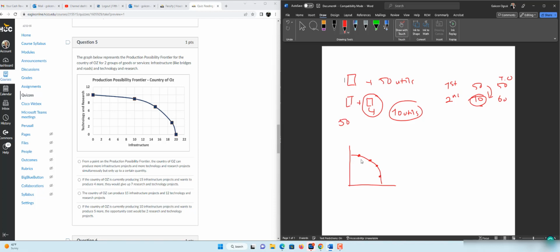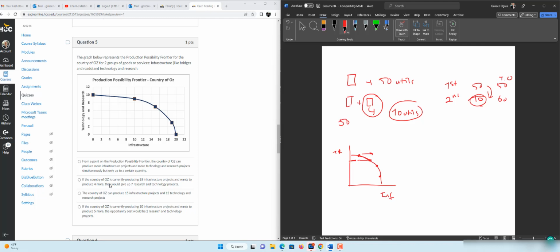And that also says that you can only get more of one activity. Let's say you want to get more infrastructure, then you need to give up from the other activity, in this case, technology and research. So that's why this sentence is not correct.